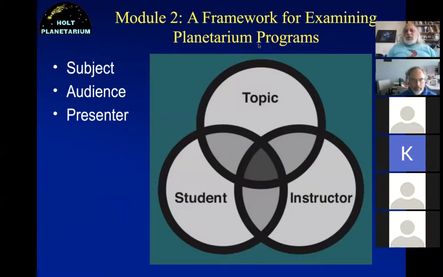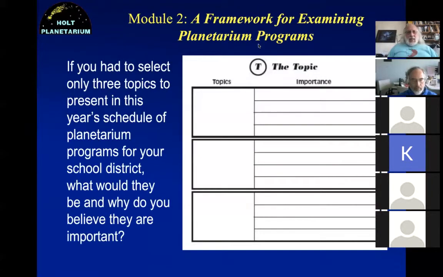we're going to do part 2 now, which is considering these 3 aspects in particular. So let's move to the first one, the topic. Okay, and here's where we're going to have our workshop.